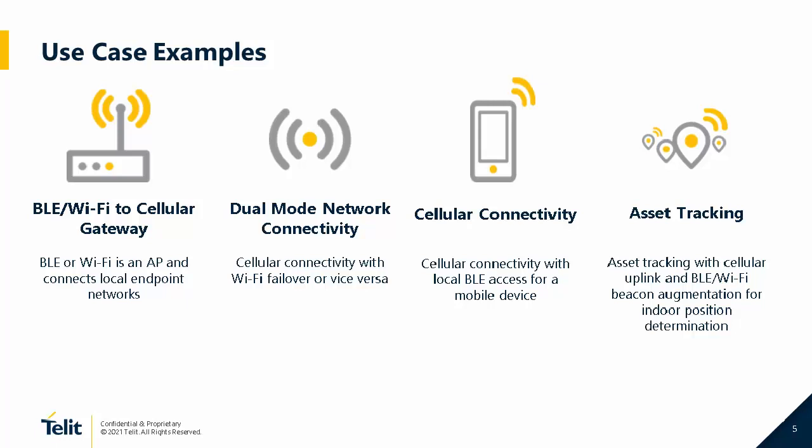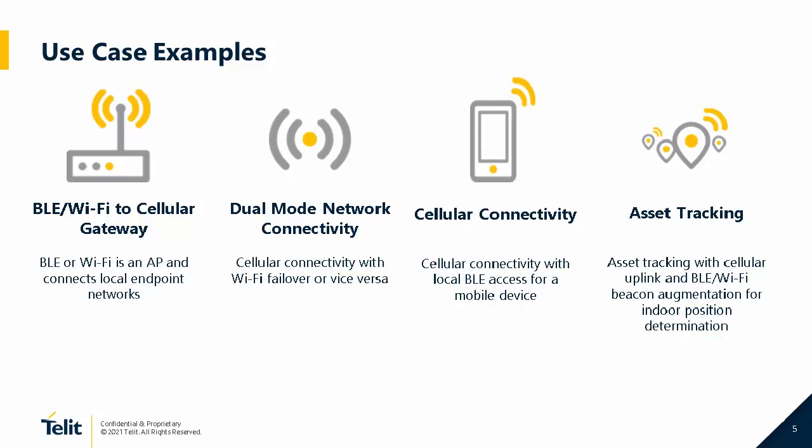And then the fourth would be asset tracking. There's a plethora of asset tracking solutions out there where you have a GPS receiver or a GNSS receiver, and it's taking fixes or locations on a periodic basis, sending them up over the cellular network to a remote portal. And that works well for outdoor applications, or applications where you have the antenna with a view of the sky. But for indoor tracking, the GNSS receiver might not work so well.